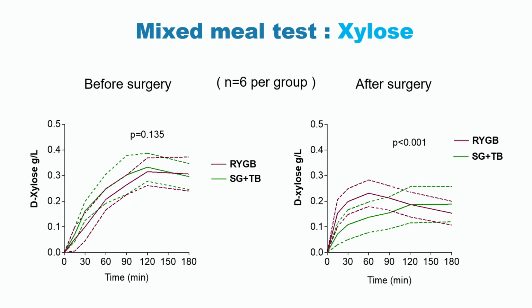So what you can see here is that before the 2 operations, Roux-en-Y is red, bipartition is green. Before operation, this is a randomized trial, they are nearly the same, 6 patients only, so it's a little bit different, but it's not significant at all. But after, you can see that there is a major difference, and it seems that xylose absorption is much less after a bipartition. There is less absorption, and you don't have this very rapid glucose or xylose absorption in the beginning.